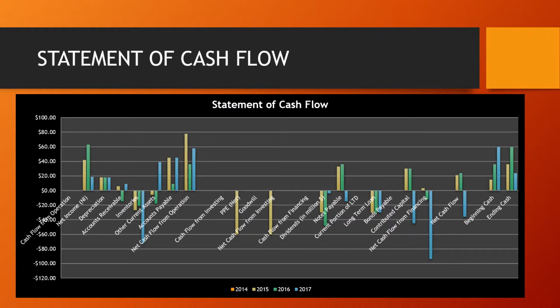Finally, moving on to shareholders' equity. Shareholders' equity is the residual interest of stockholders in the assets of the corporation. It is divided into three: contributed capital, retained earnings and treasury stock. As we can see in the graph of the statement of cash flow, the net cash for 2016 is the highest, and in 2017 it suddenly dropped off.